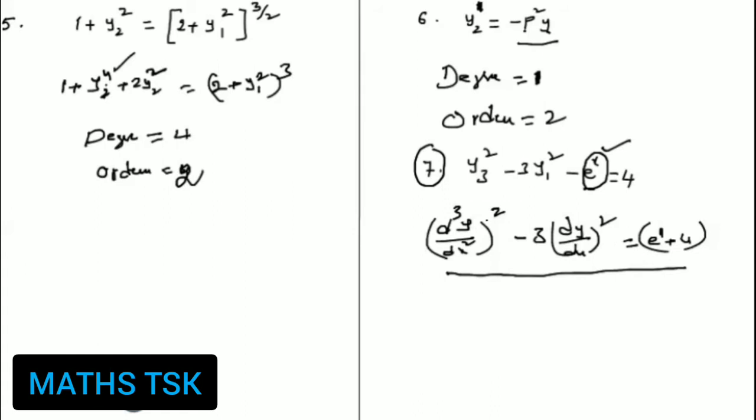Okay. Now I can define the degree. Degree is nothing but 2. What is the order? The order of the differential equation is the highest order derivative, that is 3. Order is 3.